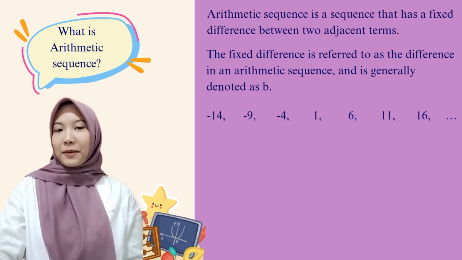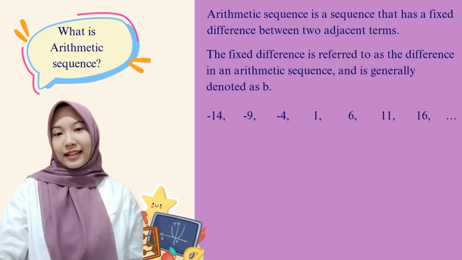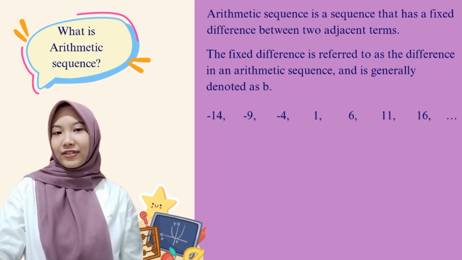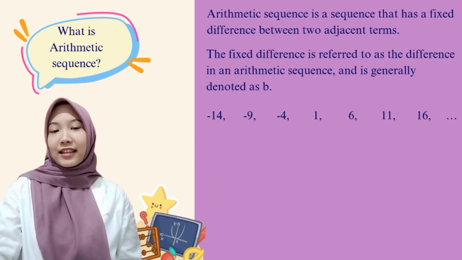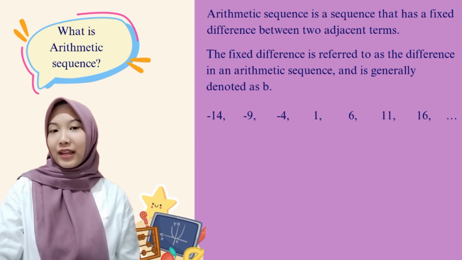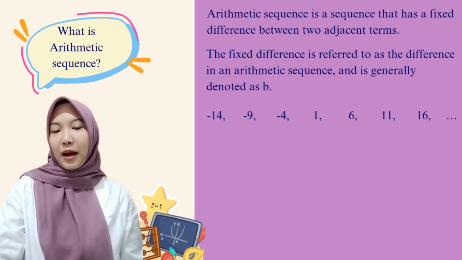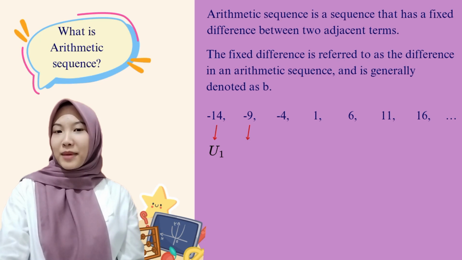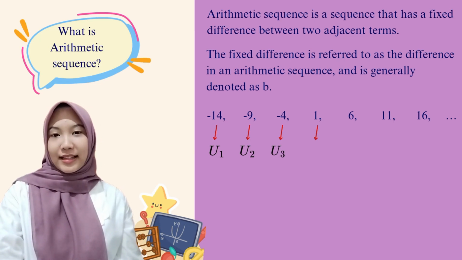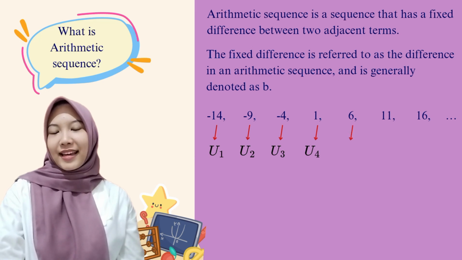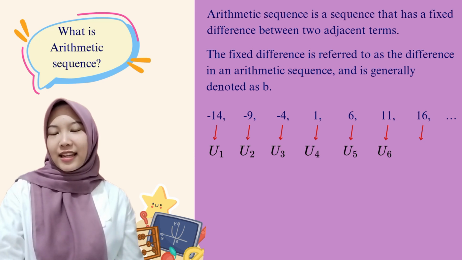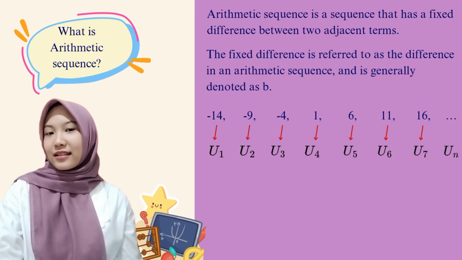For example, minus 14, minus 9, minus 4, 1, 6, 11, and 16. The numbers are called the terms of the sequence, symbolized by U sub n. Minus 14 is U sub 1, minus 9 is U sub 2, minus 4 is U sub 3, 1 is U sub 4, 6 is U sub 5, 11 is U sub 6, and 16 is U sub 7, until U sub n.